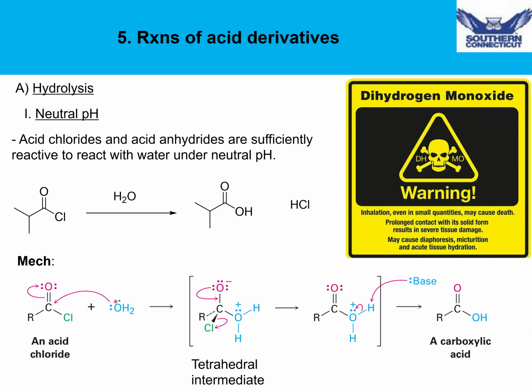Here's a look at the mechanism. Water can add to the carbonyl, break the double bond, give us a tetrahedral intermediate, which then reforms the carbonyl, eliminates the leaving group to give us this protonated carboxylic acid, which then loses a proton with base to become a carboxylic acid. Acid chlorides and even acid bromides are so reactive that this reaction can be done under neutral conditions. So water, although it's not the greatest nucleophile, is a good enough nucleophile to react with this very hot electrophile.